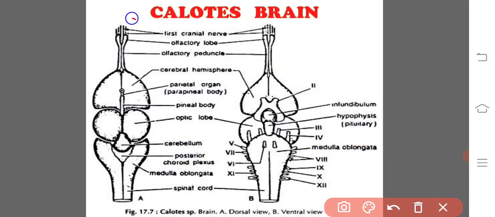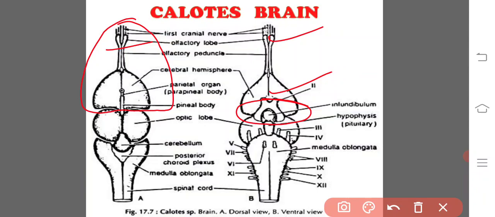So this part of the brain consists of the telencephalon, that is the olfactory bulbs and the cerebral hemispheres anteriorly, and the diencephalon posteriorly. There are two parts in the forebrain, telencephalon as well as the diencephalon. Telencephalon consists of olfactory lobes and the cerebrum, whereas the diencephalon consists of the diencephalon only.